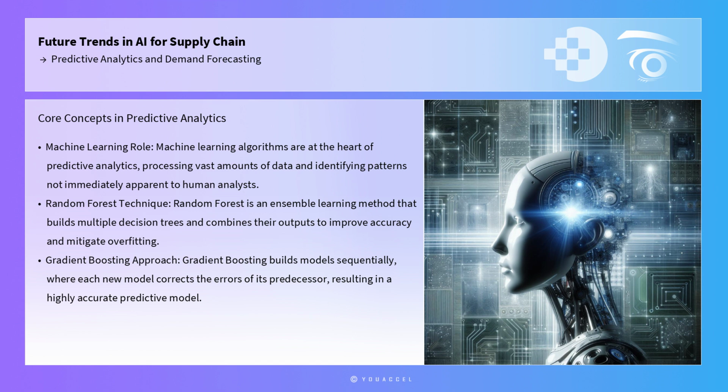Machine learning algorithms are at the heart of predictive analytics. They can process vast amounts of data and identify patterns that might not be immediately apparent to human analysts. Algorithms such as random forest, gradient boosting, and neural networks are commonly used for demand forecasting. Random forest, for example, is an ensemble learning method that builds multiple decision trees and combines their outputs to improve accuracy and mitigate overfitting. Gradient boosting, meanwhile, builds models in a sequential manner, where each new model attempts to correct the errors of its predecessor, resulting in a highly accurate predictive model.